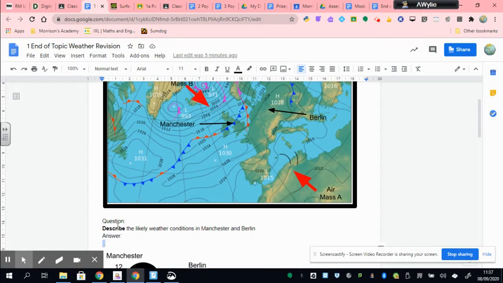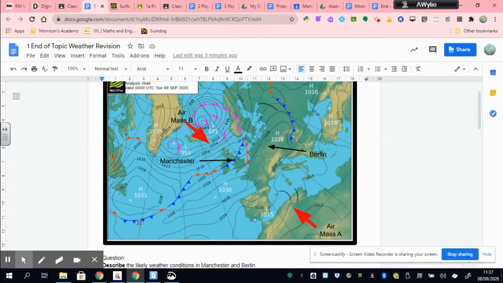Okay, so let's start with this first question, which is describe the likely weather conditions in Manchester and Berlin. Well, let's have a look at Manchester. Manchester is sitting under a cold front. So the likely weather conditions we're going to get from a cold front will be heavy rain, and we're also going to get colder temperatures because the cold front always brings cold air. So that's two bits of information we know simply because Manchester lies right next to a cold front.